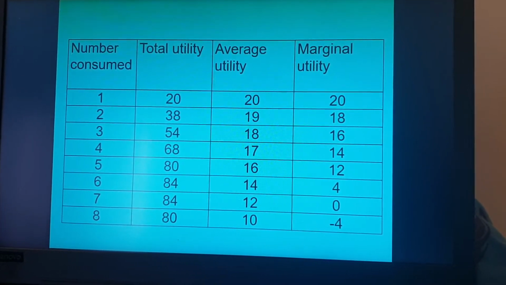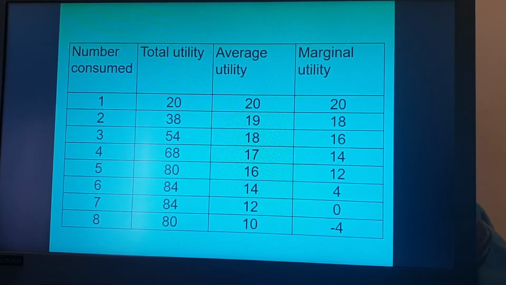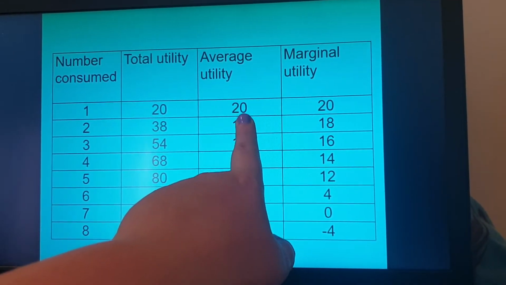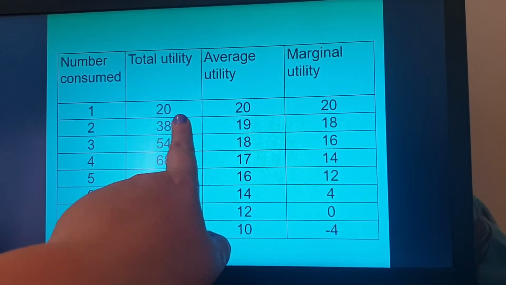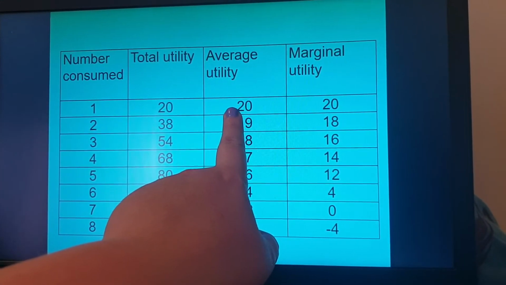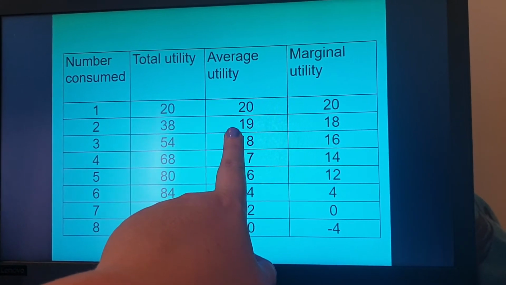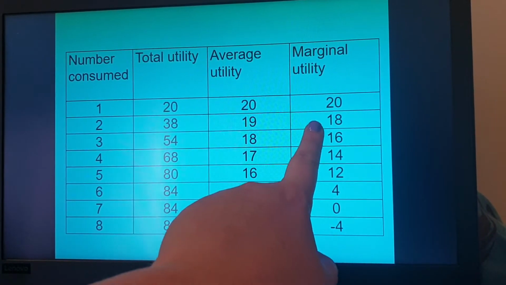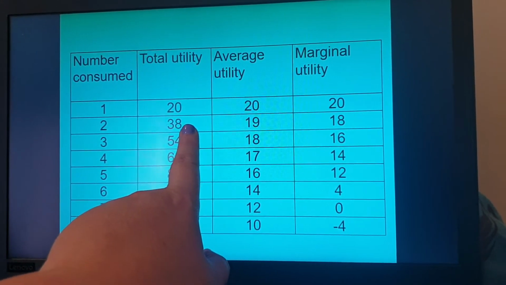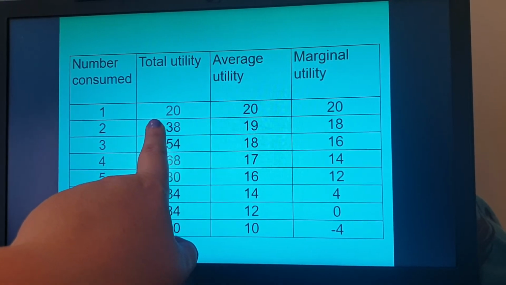For example, number consumed, let's say we talk about burgers now. So 1 to 8 burgers, there's my total utility. Average utility over here, I'm going to calculate by saying my total utility divided by the number consumed. For example, 20 divided by 1 equals 20. 38 divided by 2 equals 19. Marginal utility, remember, looks again at the additional unit every time. So I'm going to take the difference here between my number consumed here, number 2, minus the previous one.